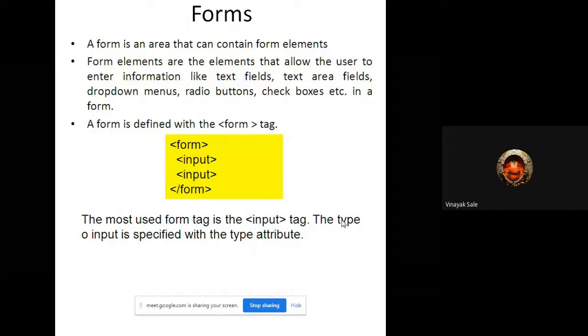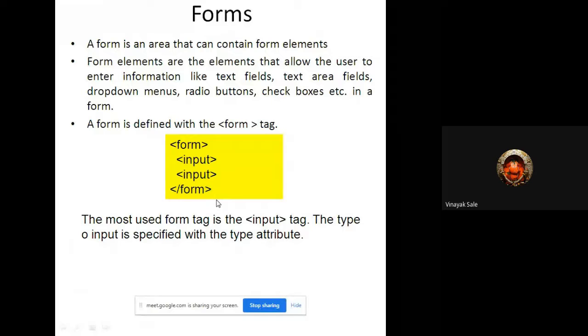Form elements are the elements that allow the user to enter information, like text fields, text area fields, drop down menus, radio buttons, checkboxes, etc. in a form. The form is defined with the form tag, the word form enclosed within angle brackets. In this table shown, the form start tag, then the body of that form, and the end tag of the form.